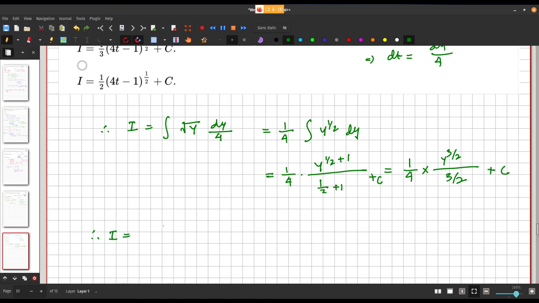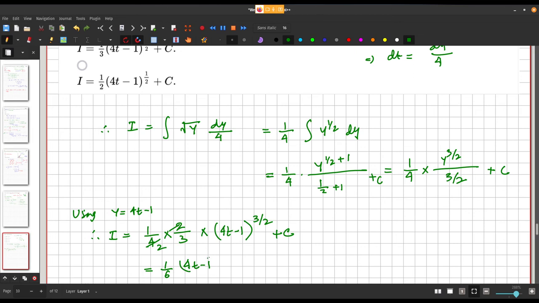So now we can replace the value of y here, which is 4t minus 1. So this will be 1 by 4 times 2 over 3 times 4t minus 1 to the power 3 over 2 plus c. And here we can simplify it a bit. 1 over 6, 4t minus 1 to the power 3 by 2 plus c.